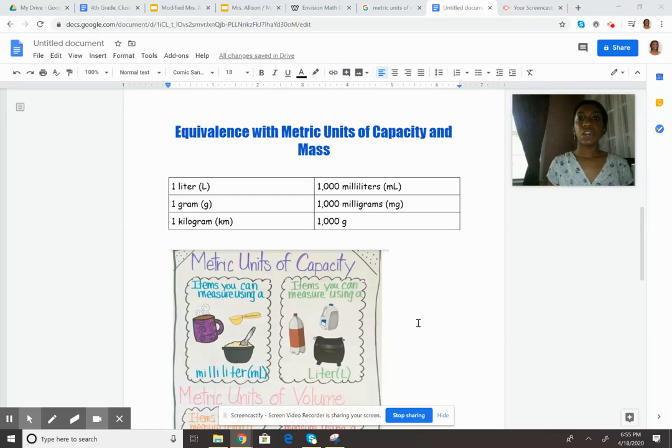So we are going to go over metric units of capacity and mass today, okay? We have gone over metric units of length, but today we are going to go over the capacity and mass of metric units, okay? So let's go over our measurements.